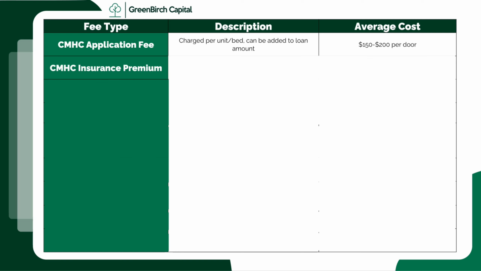CMHC also has insurance premiums representing the total cost of insuring a mortgage. These are generally a percentage of the loan amount and vary based on leverage and amortizations for CMHC's standard program, or based on the number of points achieved in the MLI Select program if you're doing a loan in that program. These costs are not paid upfront and can be added to your mortgage amount at closing.